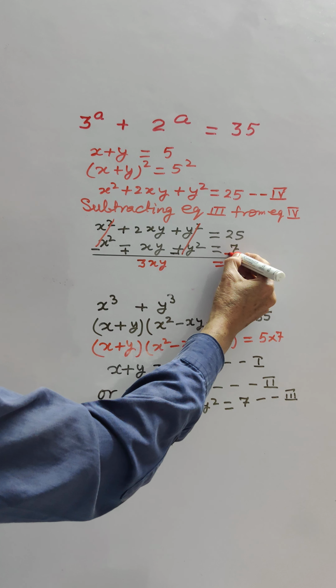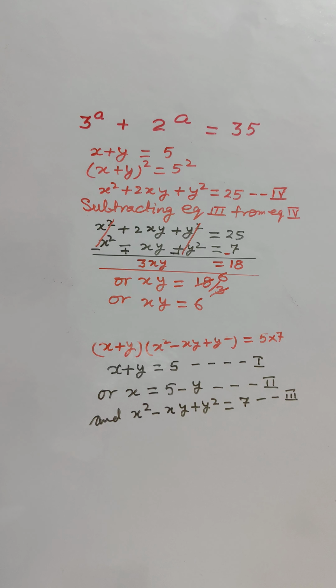Now, x into y can be 18 upon 3, written as 3 sixes are 18, 6, or x into y is equal to 6. ये equation number, this is equation number 5.